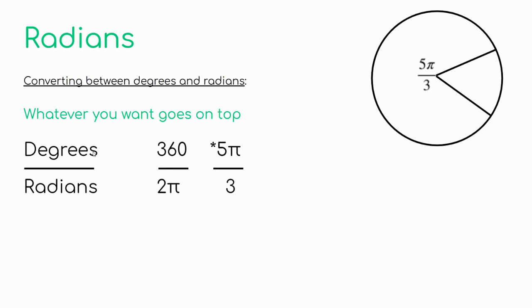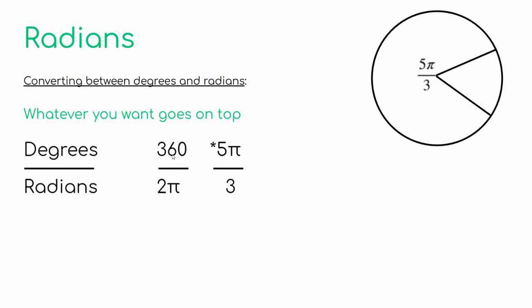How many degrees are in a full circle? 360. How many radians are in a full circle? 2 pi. I'm going to do 360 over 2 pi times my angle. My angle is 5 pi over 3. And I'm going to multiply straight across. I'm going to do 360 times 5 pi.